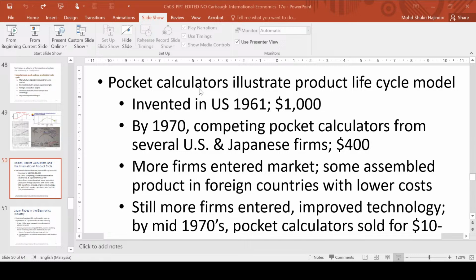Figure 3.6, trade effects of environmental regulations. Can you absorb this? Because it's already 10, 15. What do you say? We finish this one or not? Any suggestion?